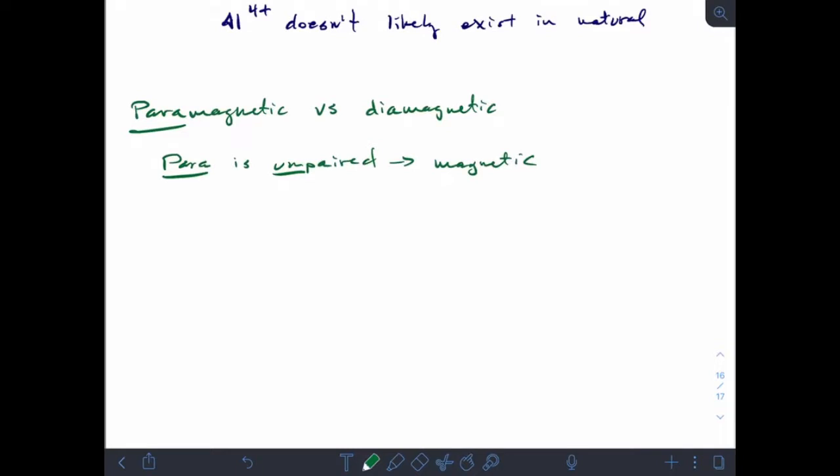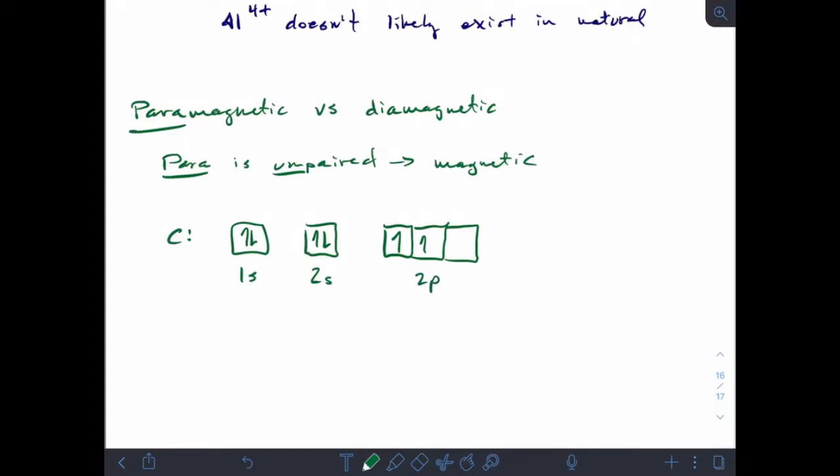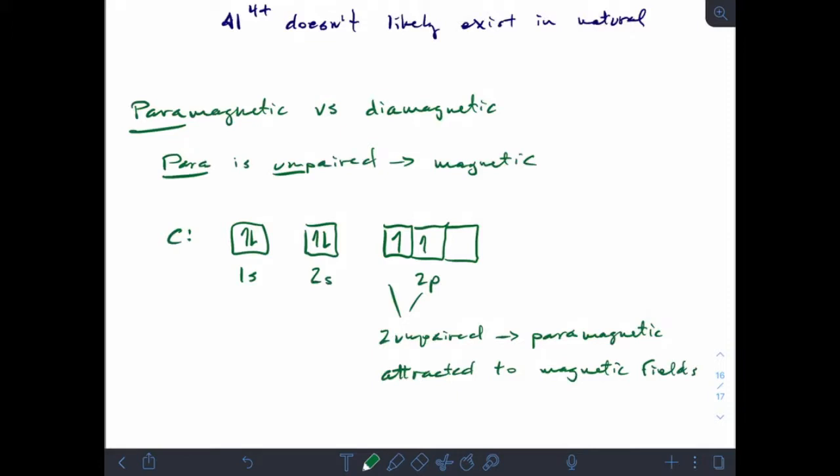All right, so let's take a look at carbon, for example. All right, so carbon's electron situation, and these are most easily solved by drawing the boxes. So I've got my 1s, my 2s, and my 2p. All right, so I've got two unpaired electrons. Means that it's paramagnetic. Attracted to magnetic fields. All right, unpaired electrons are attracted to magnetic fields. These two guys sitting all by themselves in these boxes with no partners in those boxes means that they are unpaired.